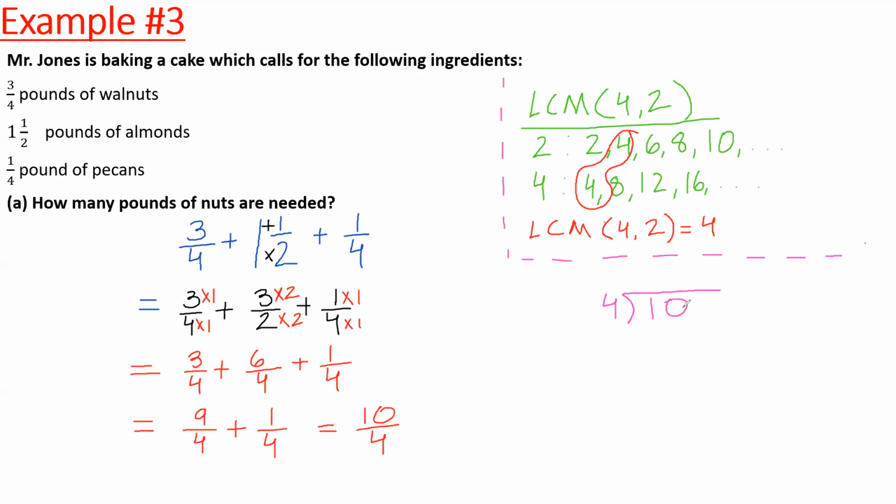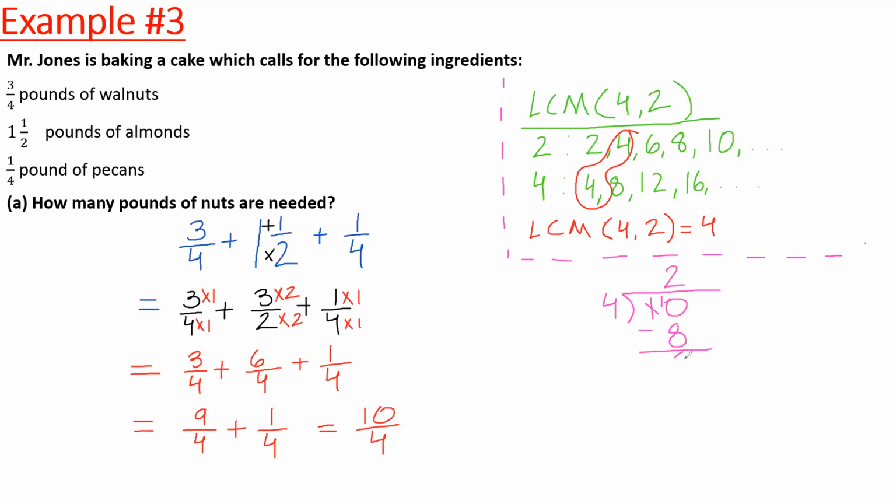Four goes into 10 how many times? 2 times. Because 4 times 2 is going to be what? 8. Yes, so we have 10 minus 8. What is 10 minus 8? That's 2.